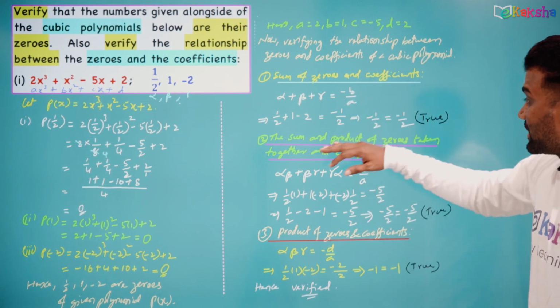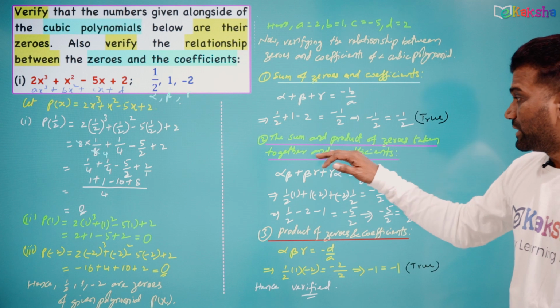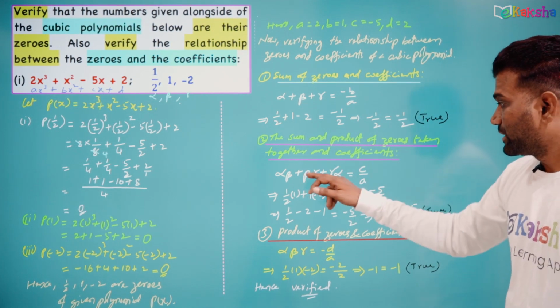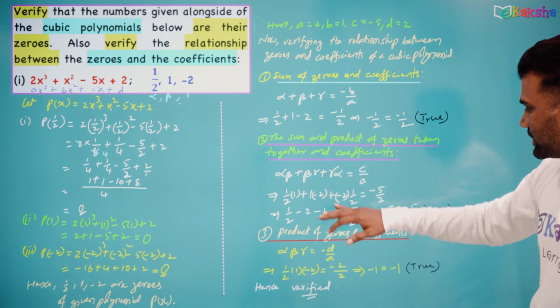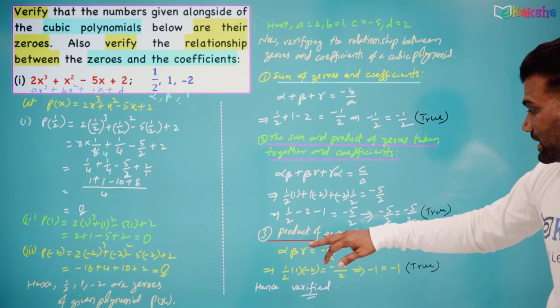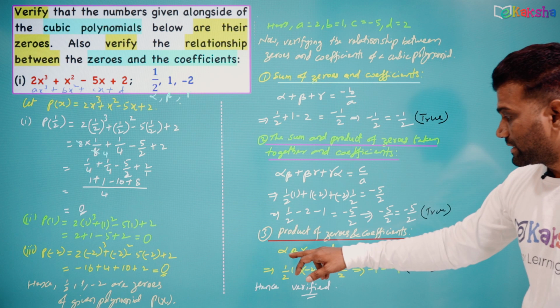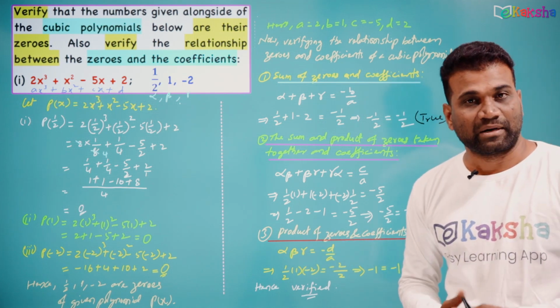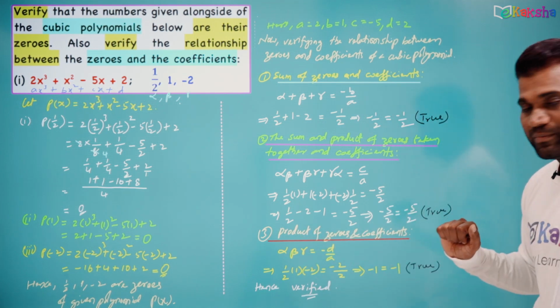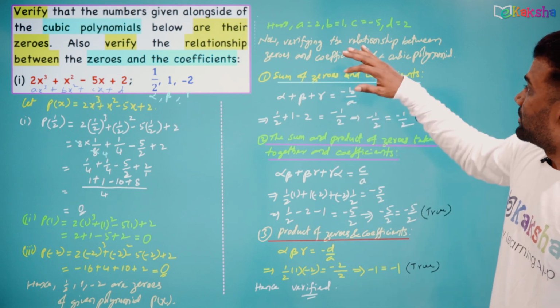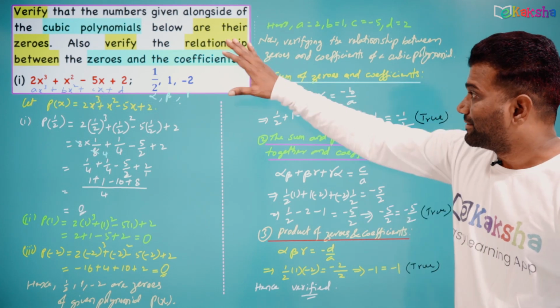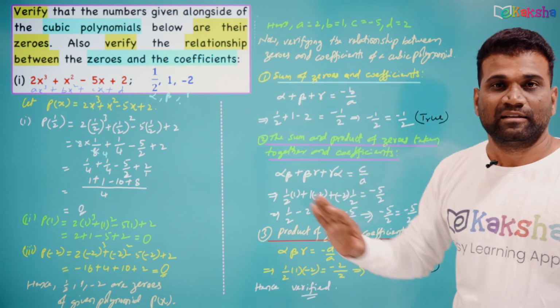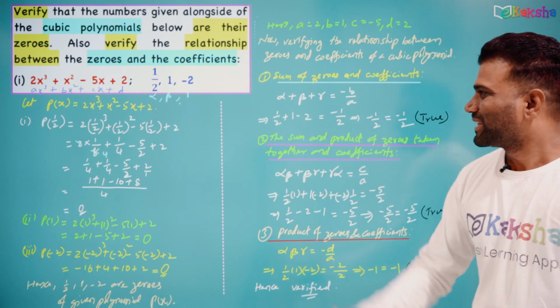Similarly, the sum and product of zeros taken together and coefficients, that is alpha into beta plus beta into gamma plus gamma into alpha equals c upon a, is also true. And finally the product of zeros and coefficients, that is alpha into beta into gamma equals minus d upon a, is also true. So the relationship between zeros and coefficients of a cubic polynomial for the given cubic polynomial is verified. Clear? This is it.